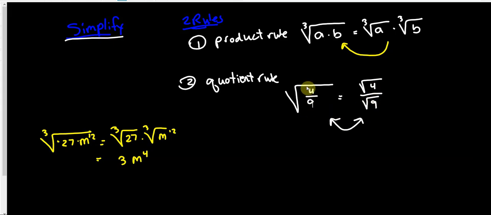But look here, they're both perfect squares. I'd rather be able to take the square root of 4 and the square root of 9. Well, then split them apart. I can put them together or split them apart. Same thing with multiplications or with divisions.